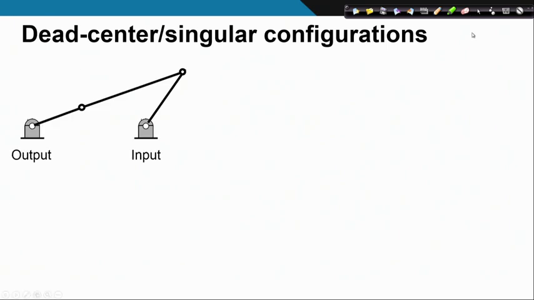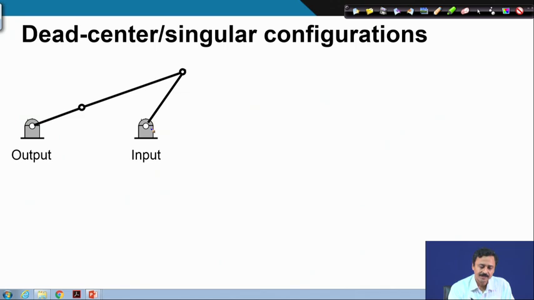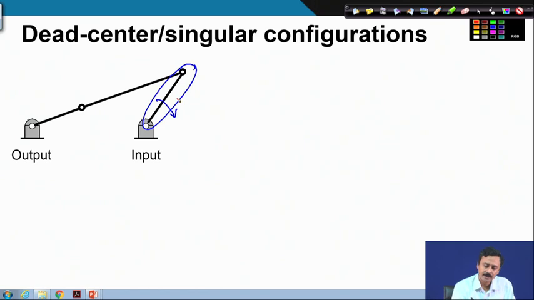This is another example of a dead center configuration for a 4R kinematic chain. At this configuration, as you will realize, this link, which I call the input, let us say, has become immobile. It cannot move any further in this direction. It has to go back. It must go back. It cannot move further in the clockwise direction. It has to go back.